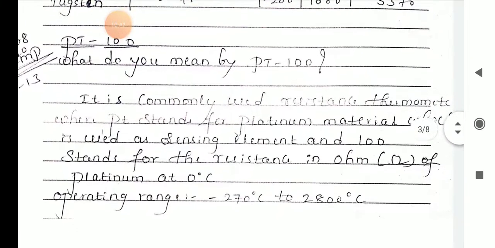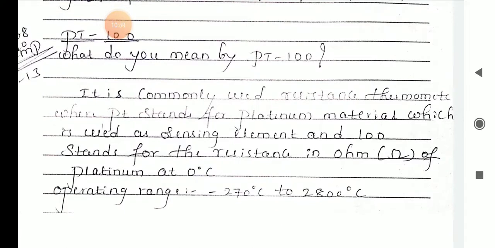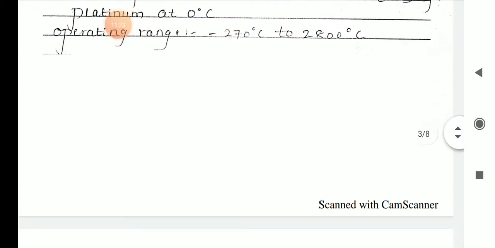What do you mean by PT100? It is a commonly used resistance thermometer, where PT stands for platinum material, which is used as the sensing element, and 100 stands for resistance in ohm of platinum at 0 degree Celsius. So what is the operating range? 270 degree Celsius to 2800 degree Celsius.